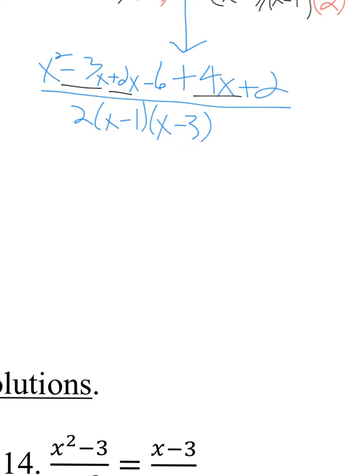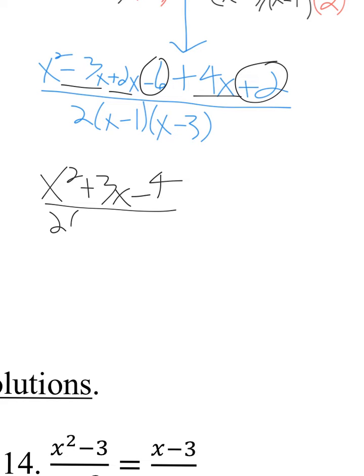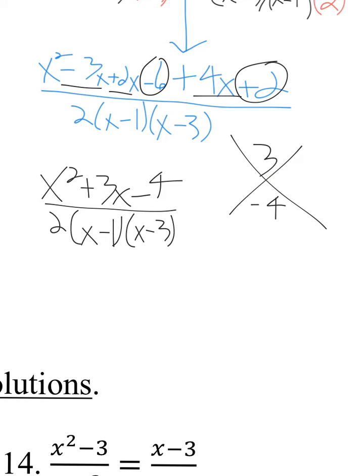And I have just an x squared there. So x squared plus 3x. And then I have minus 6 plus 2, so that's negative 4. And that's over 2 times x minus 1 times x minus 3. All right, so what are my factors of negative 4 that add to 3? Well, that's going to be negative 3 and negative 1.